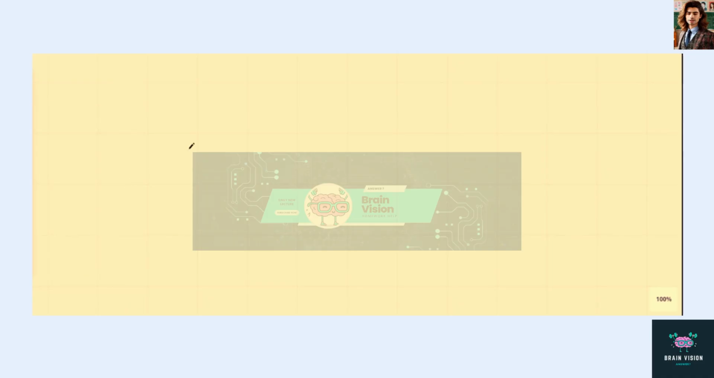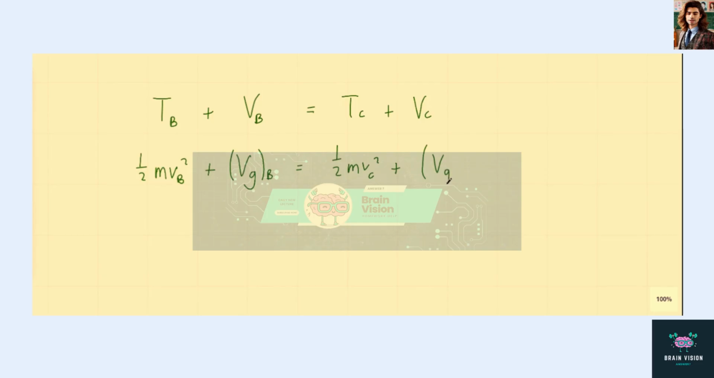Subsequently, the ball's return from position B to C will be considered again using the conservation of energy. So the conservation of energy: the kinetic energy at point B plus the gravitational potential energy at point B must equal the sum of the kinetic and potential energies at point C. So that's a half m VB squared plus the gravitational potential energy Vg at point B must equal a half m Vc squared plus the gravitational potential energy at point C.